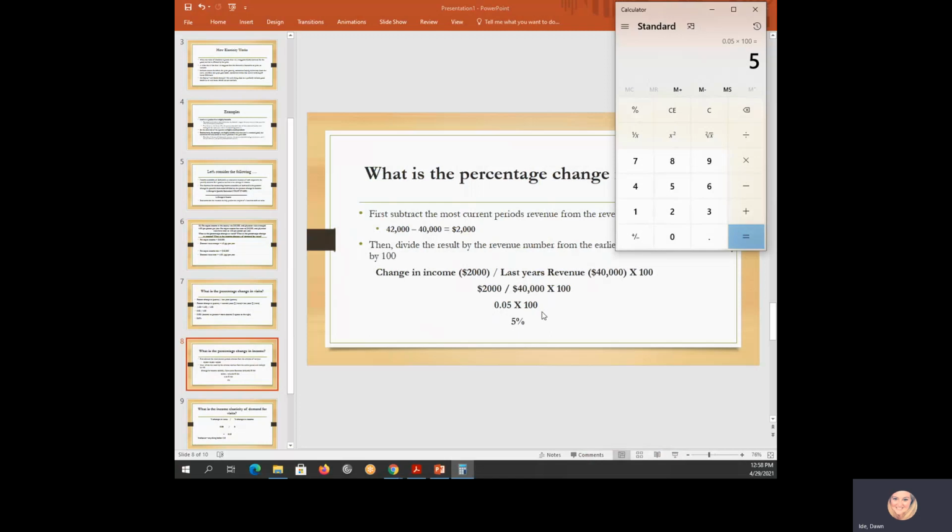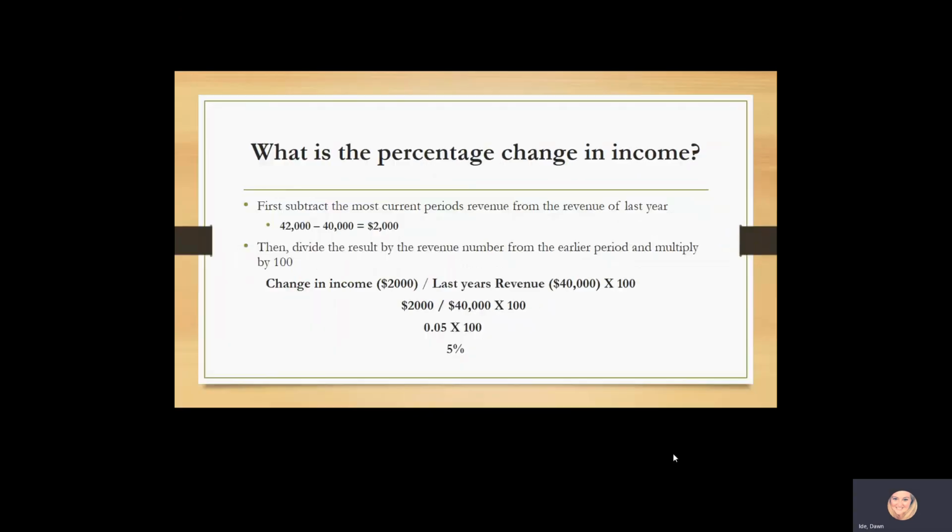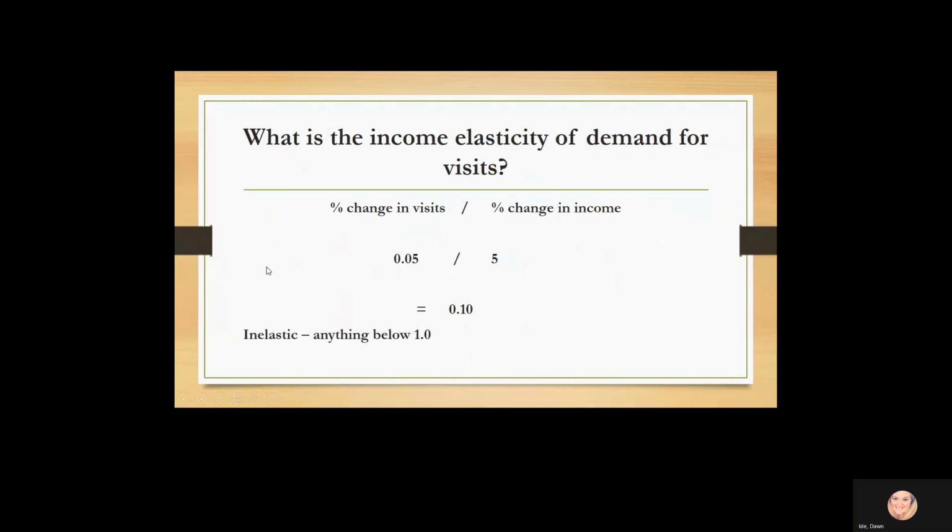Remember, please excuse my dear Aunt Sally. So you got 0.05 times 100, that's 5%. So what is the percentage change in income? You have 5%. There was a 5% change in income. Okay. What is the income elasticity of demand for visits? So you have to ask yourself, how do I get the income elasticity of demand?